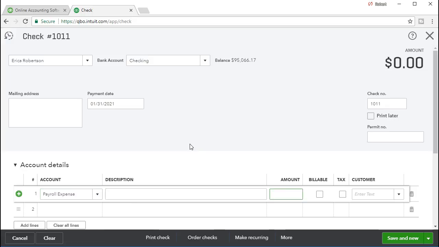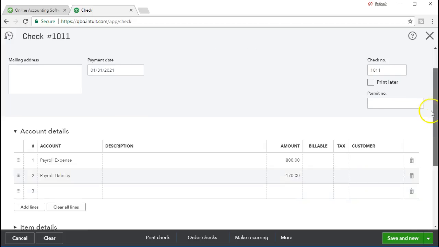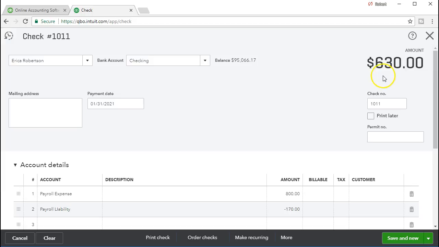And we're going to say the expense for Erica is $800. And then we'll have another account here that's going to be the payroll liability. And that's going to be for the negative 170. And if we scroll up, that should give us our correct check amount, 630. That's what she actually received.